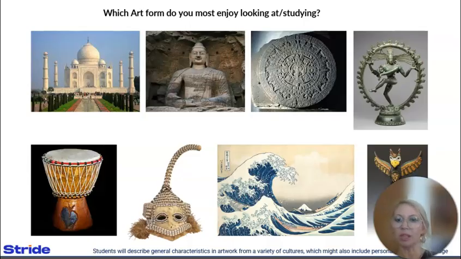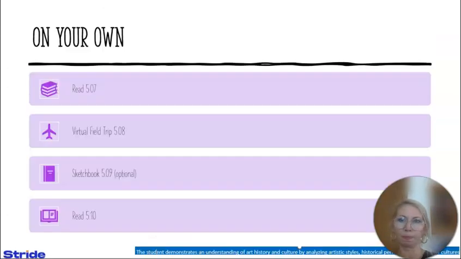Here are some of the art movements that we have studied so far in Unit 5. I just wanted to show you them all put together and to know which one is your favorite. If you're looking at all of them at a glance, which one are you drawn to? Again, on your own, you're going to read 5.07, do the field trip, the optional sketchbook, and read 5.10. Those are all on your own this week.